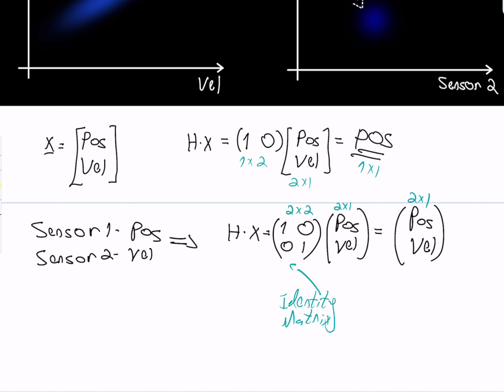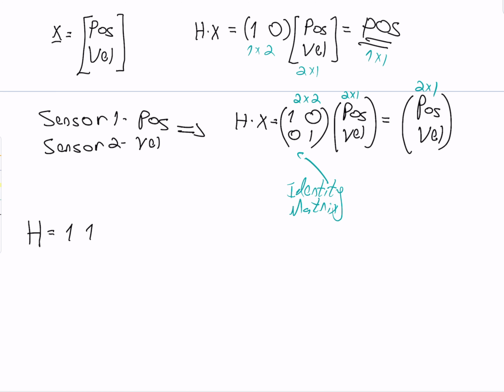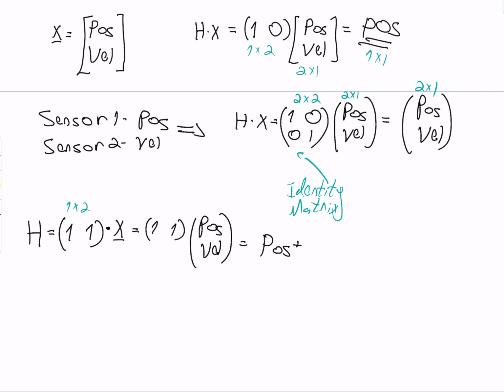Now, a different, slightly harder question. What would have happened if matrix H was 1, 1? So let's multiply the H matrix by the X vector. And what we will end up with is a single parameter, which is position plus velocity. What does it mean? It means that I have a sensor that can measure in one single measurement the value of the position plus the value of the velocity.